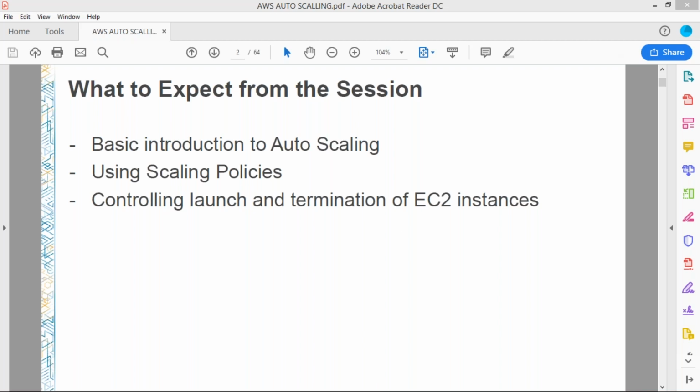Okay, so this is a session. What to expect from this particular session? The basic introduction to auto scaling, using scaling policies and controlling launch and termination of EC2 instances. Do you know, guys, what auto scaling is all about? Any idea why it is required and how do we use it?